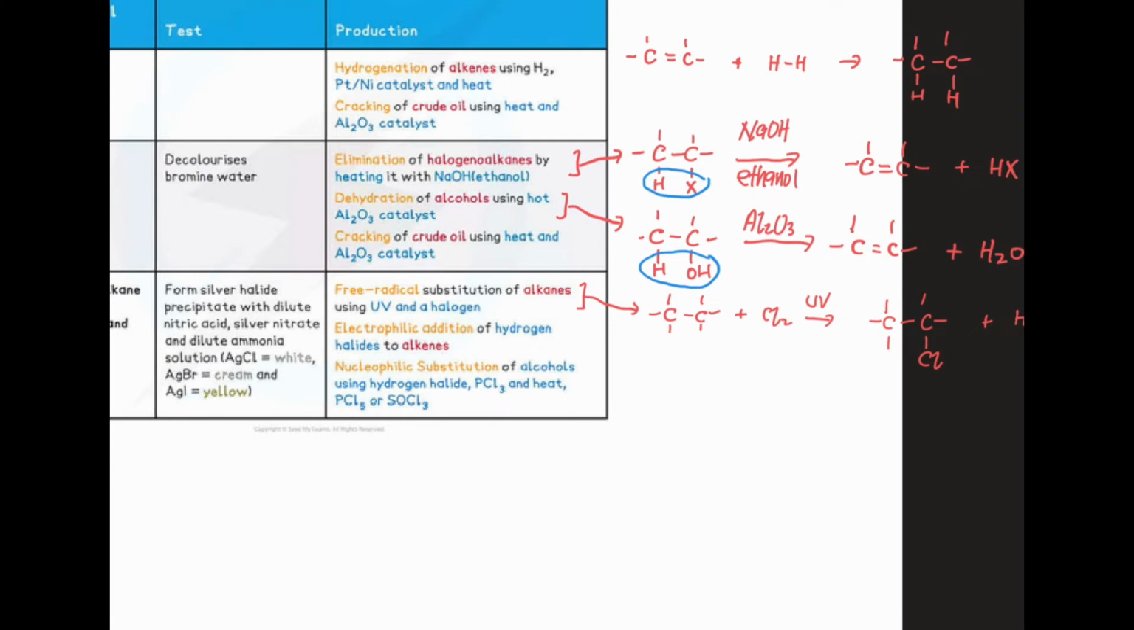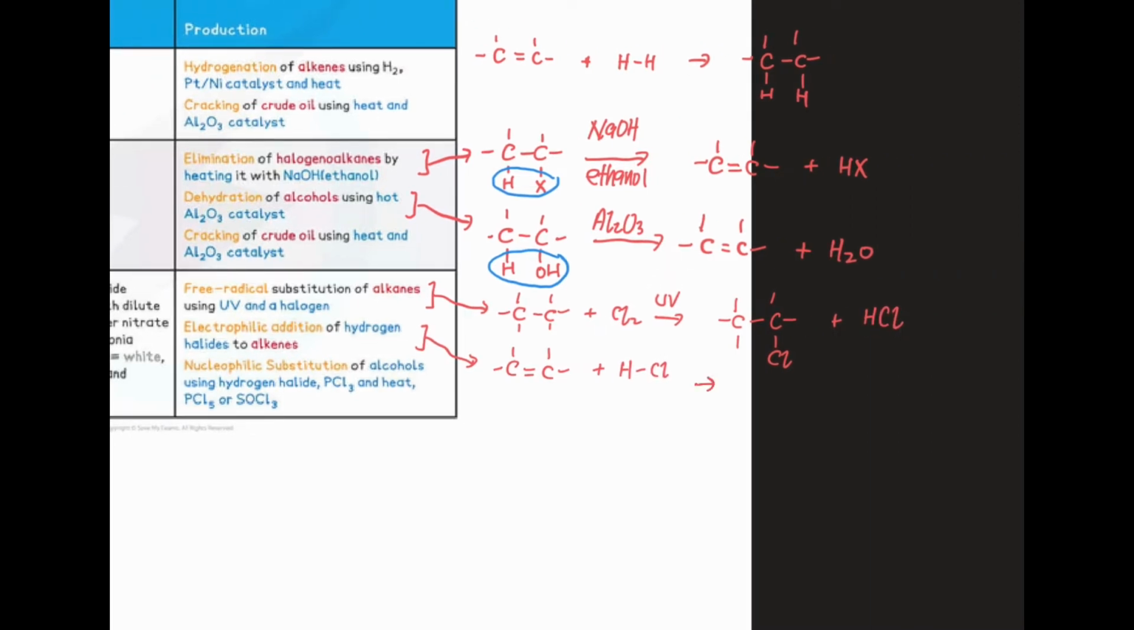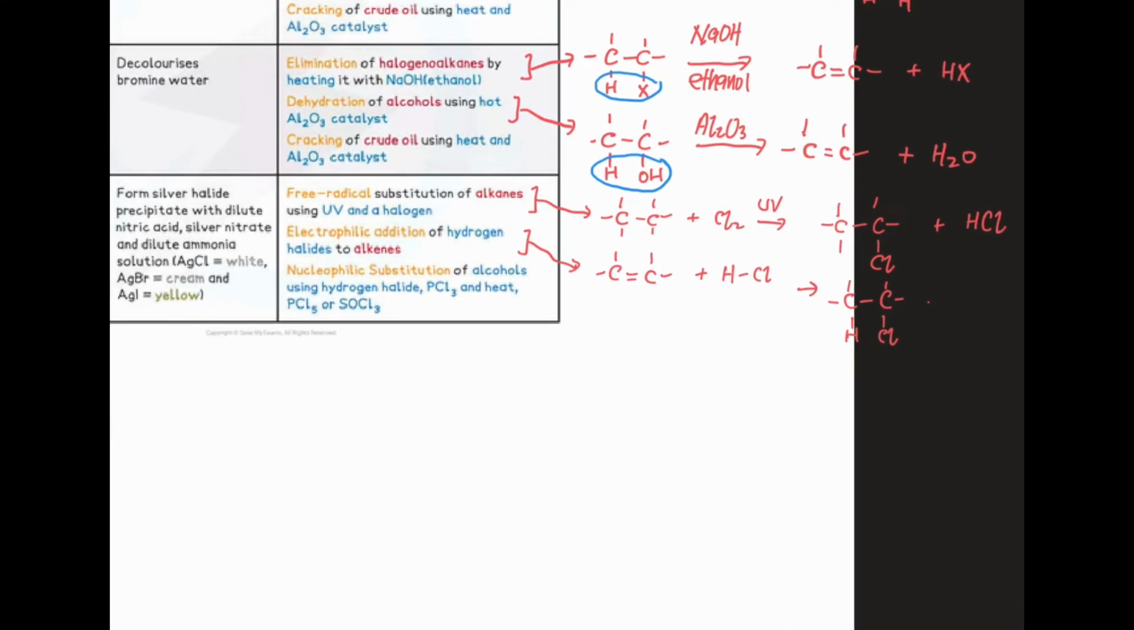Okay, then the second one, electrophilic addition of hydrogen halide to alkene. A quick look. This one is where we have the C=C double bond plus HCl, for example, and then one H will come here, Cl will go here. So again, for this case, they form a halogenoalkane.